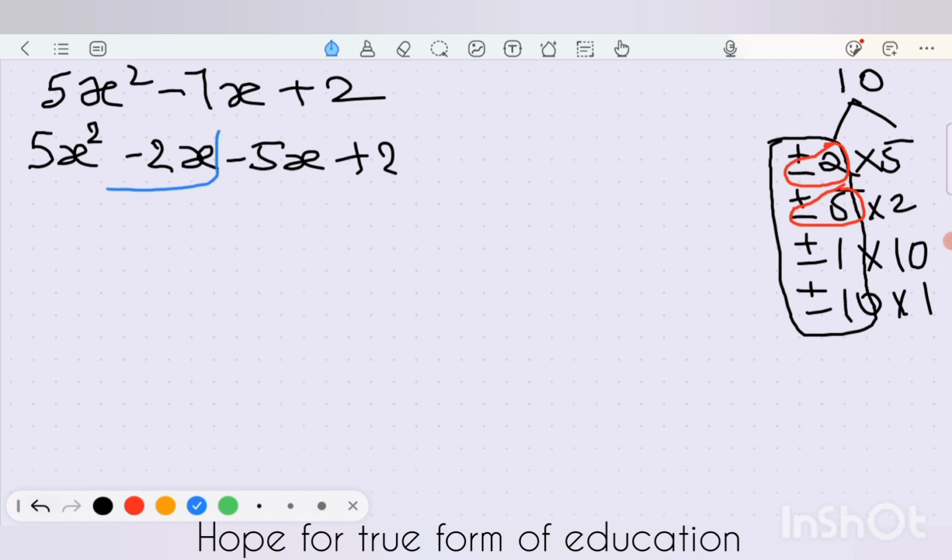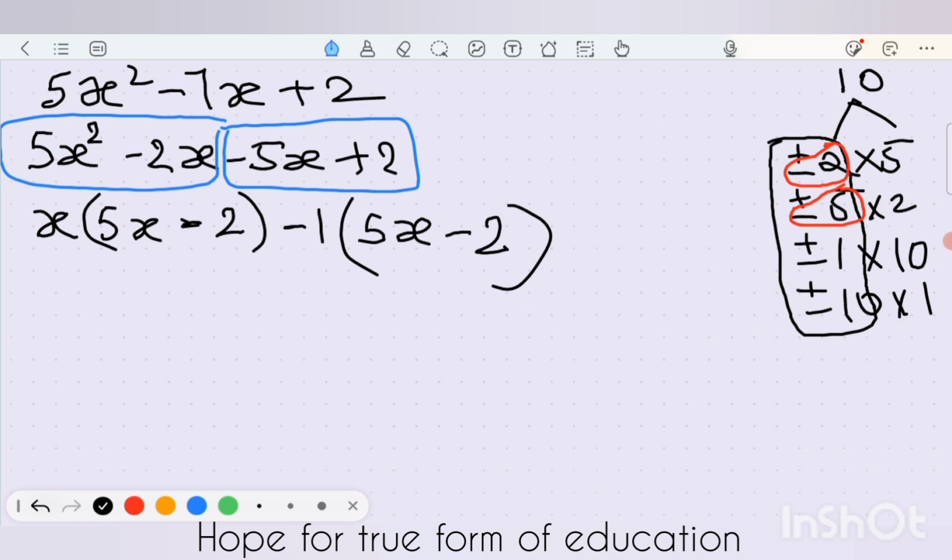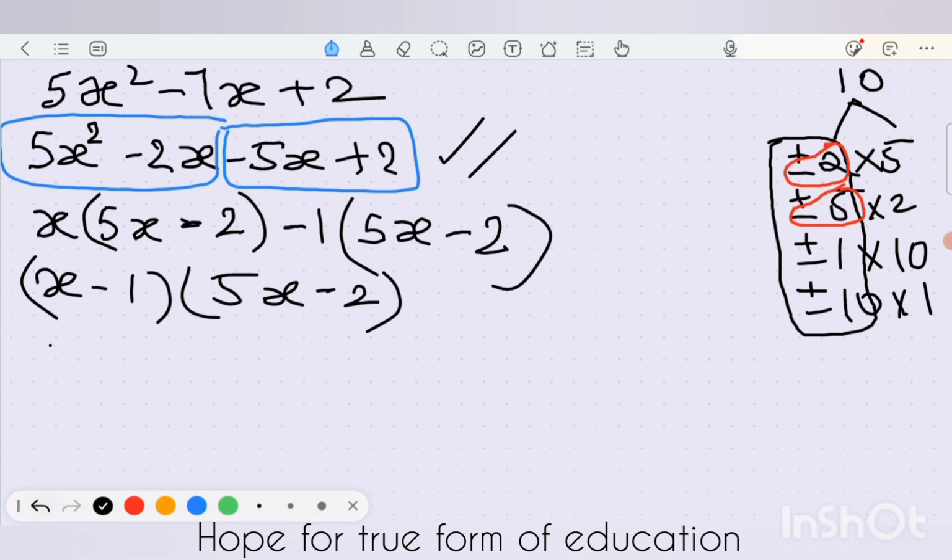So here we have two groups, as I have told you. So what is common in both of them? x into 5x, sorry, x into 5x is 5x square, minus 2, 2 into x is 2x. Here we have x as common, right? So minus 1 as common. So minus 1 into 5x minus 2, minus minus plus, so 2 ones are 2. We have got it. So after this we have x minus 1, 5x minus 2, right? Now x minus 1 is equal to 0.